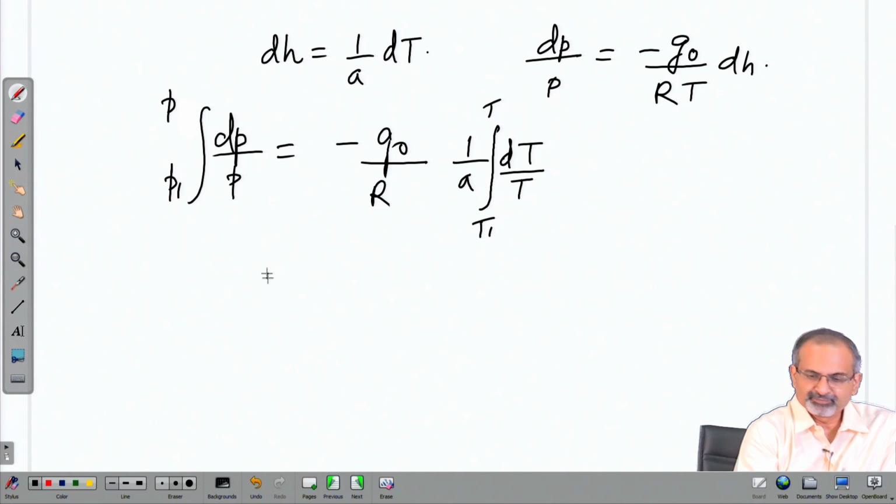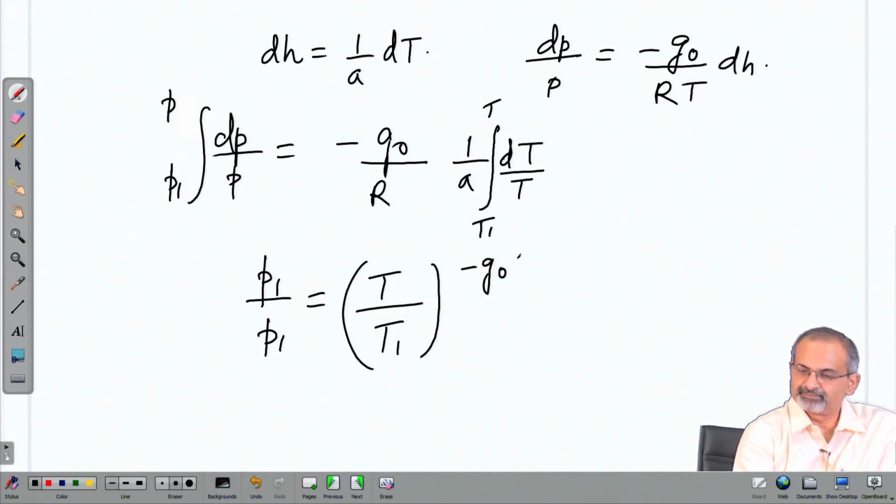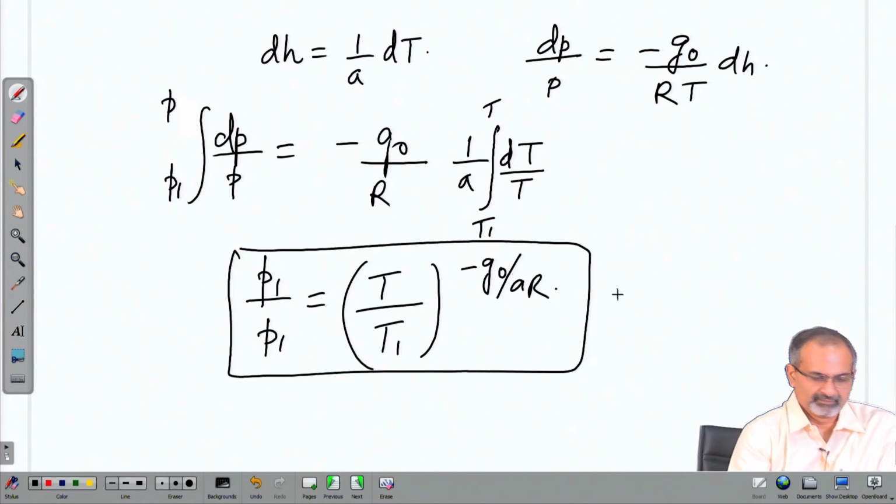Once you integrate, you will get an expression for pressure, which is given by this. Let us name this as equation 14.